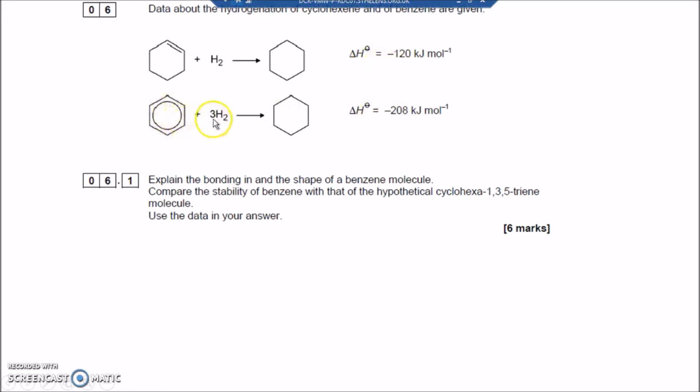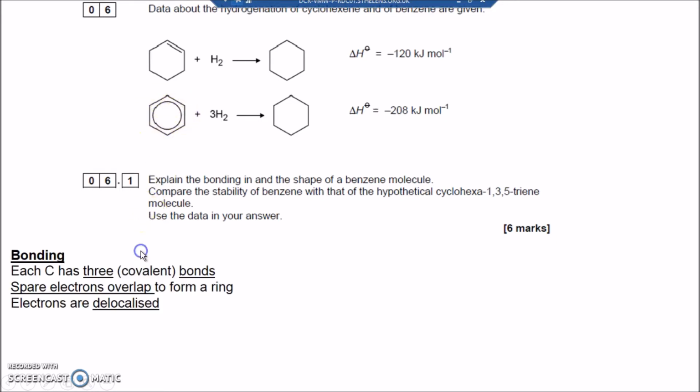So when we add 3 moles of hydrogen, it's actually not as exothermic. Something that's less exothermic than you think is stable. So benzene is more stable. Anyway, it asks us to explain the bonding and the shape of the benzene molecule. So you've got 1 hydrogen on each corner, and each carbon is bonded with a covalent bond to 2 other carbons. The fourth bond is this ring, and now we need to explain this ring.